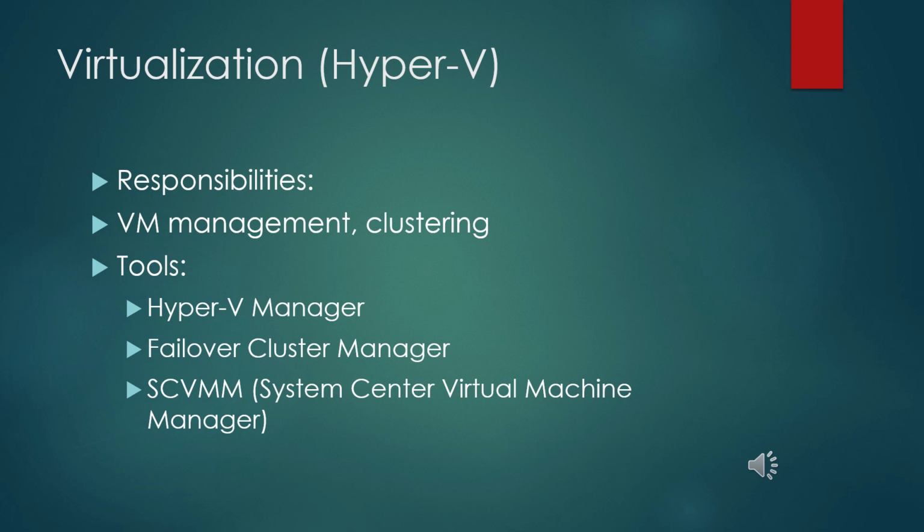Since multiple VMs run on a single host, we need to carefully allocate resources like CPU, memory, and disk. If one VM consumes too many resources, it can impact other VMs on the same host. So monitoring and balancing resources is very important.